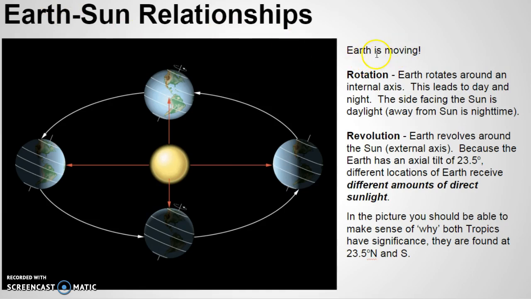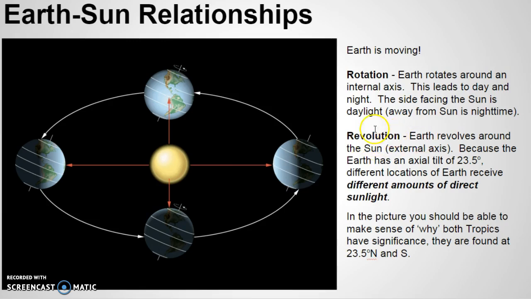So here we have the Earth-Sun relationships. We have to recognize that the Earth is moving. It's rotating. The Earth rotates around an internal axis. This is what leads to day and night. In this picture, we can see that the side facing the Sun would be daylight, and the side facing away would be nighttime. So here I have darkness, here I have light. It's illuminated. The term illumination implies that the Sun is reaching it and we're talking daylight. If it's not illuminated, it's darkness.